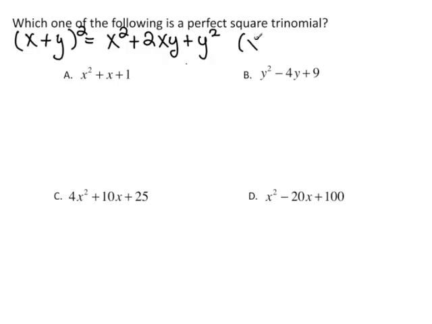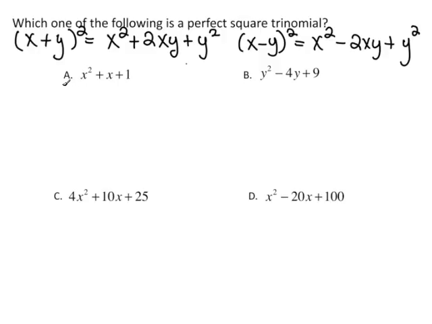And if we have something in the form of (x minus y) squared, we get x squared minus 2xy plus y squared. Notice the difference between these two formulas. The only thing that's different is the sign. If we have a plus sign between the binomial here, we end up with the first plus sign here. If we have a minus sign, we end up with the minus sign. And this last sign is always positive.